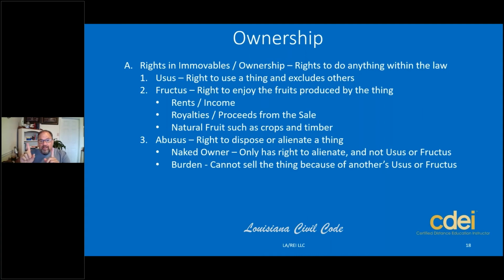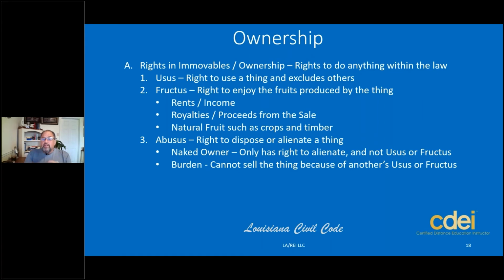You, the landlord or the owner of the investment property, get fructus rights. In other words, you get to enjoy the fruits of that property or thing, which is rental income. So the tenant gets usus rights, you get fructus rights, and because you own it, you also get abusus rights, which means you can sell the property at any time.